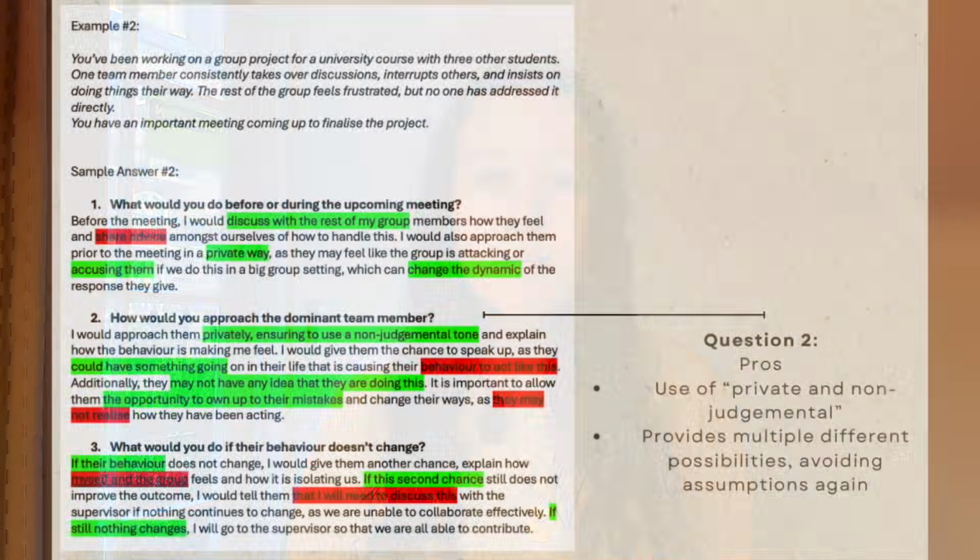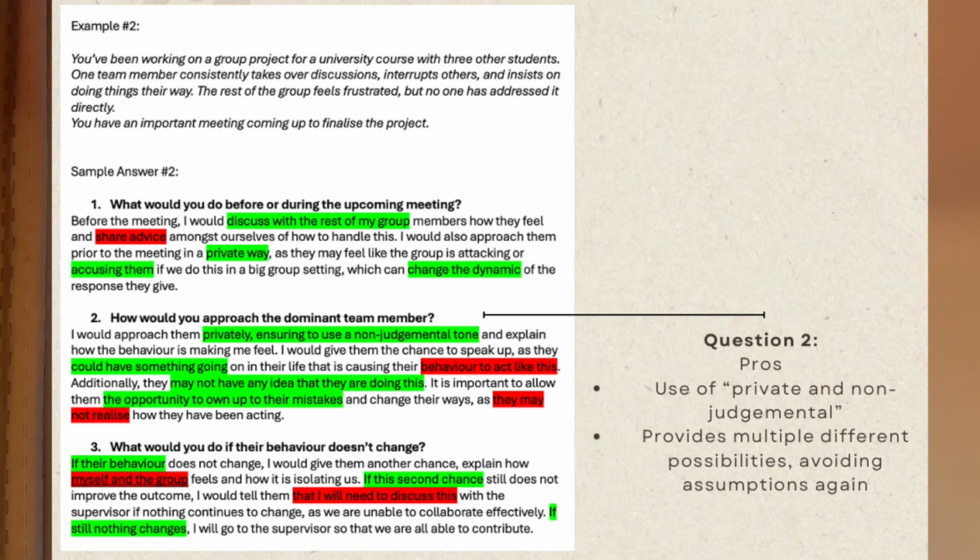Moving on to the second question about how I would approach the team member, I again mentioned how I would approach them in a private and non-judgmental manner. Again, CASPer loves this show of empathy, and this displays really well how I repeat certain key phrases across different scenarios, which is why I really emphasize to memorize just these key terms that you can use across multiple different scenarios, because every single one is a different marker. They will have no idea.